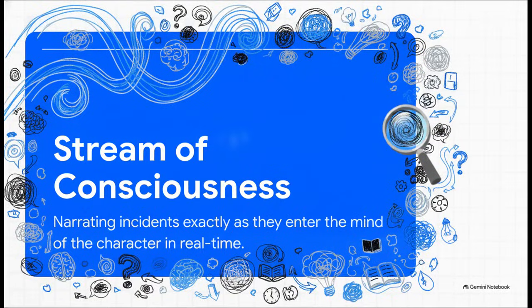Check out this incredible technique, stream of consciousness. The history here is actually super cool. The phrase was coined by William James all the way back in his 1890 treatise, Principles of Psychology. It refers to the literal, unfiltered flow of human thoughts. So when a novelist uses this style, they narrate incidents exactly as they pop into the character's mind, in the exact sequence they happen. It's completely designed to flawlessly mimic real chaotic human thought.